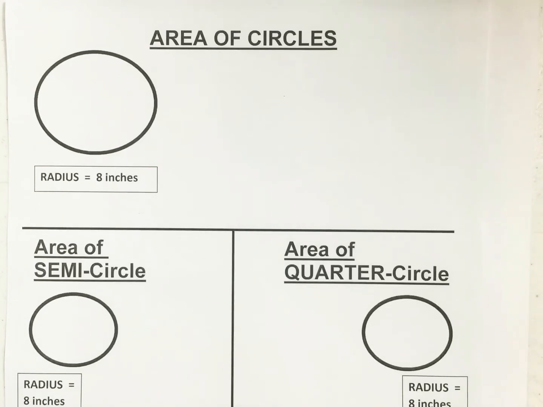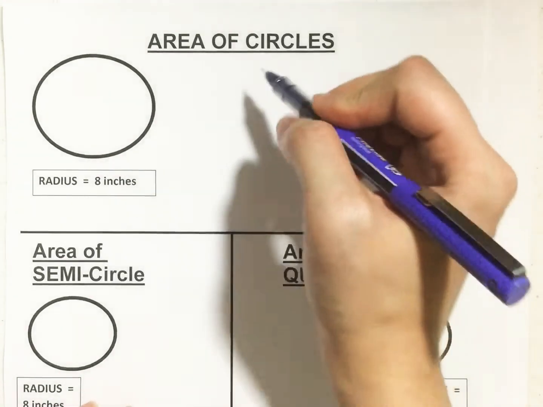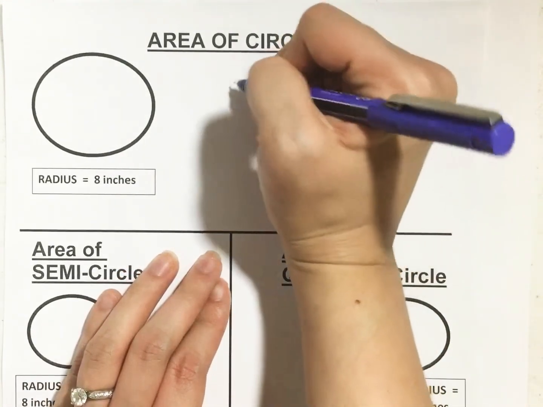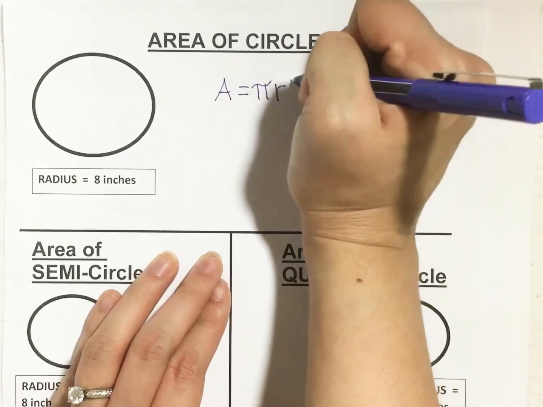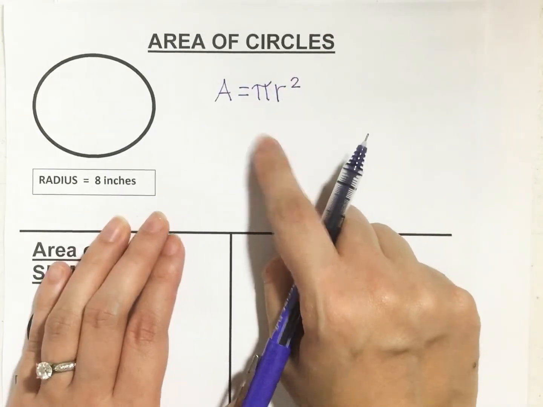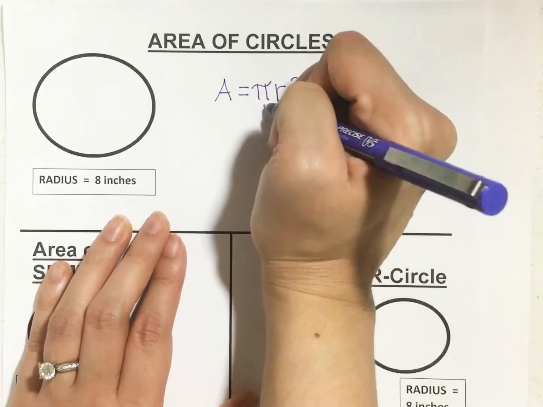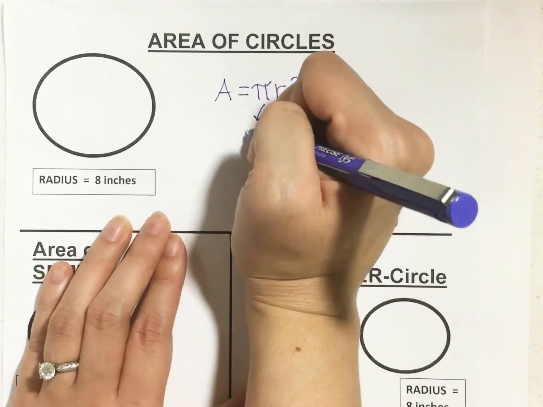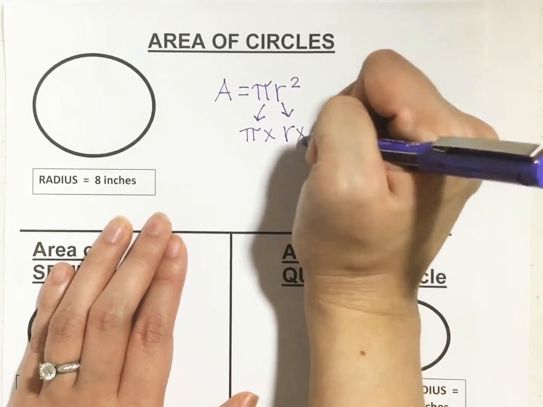Okay guys, so this week we're going to continue with circles, but now we're going to be finding area of circles, semicircles, and quarter circles, okay? So remember that for area of a circle, we learned a formula. The formula for area of a circle is A equals pi radius to the second power. What does that mean? We're going to use the value of pi times radius to the second power, which means r times r.